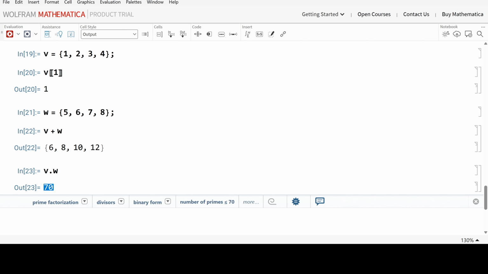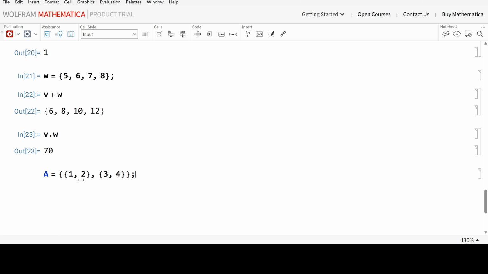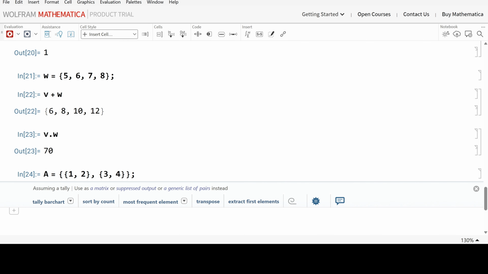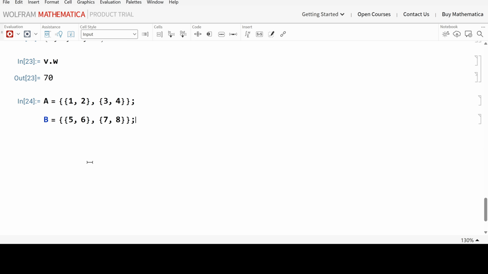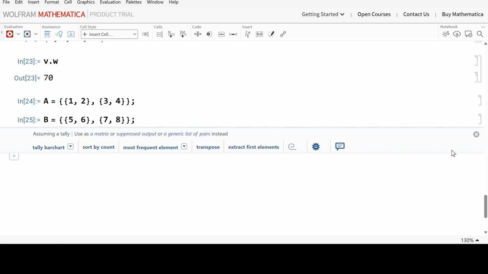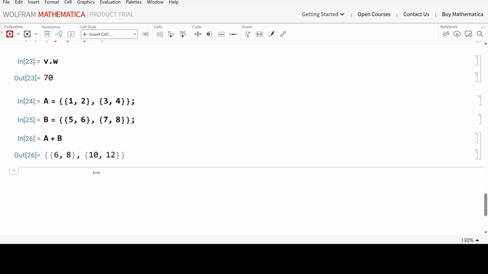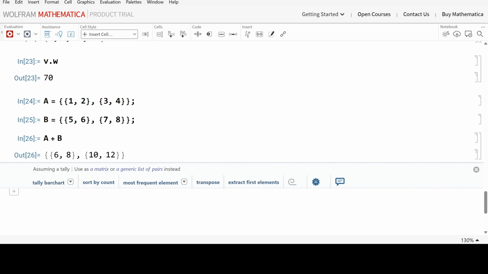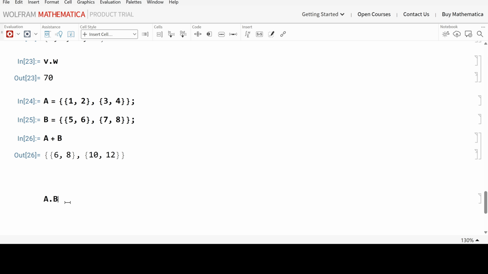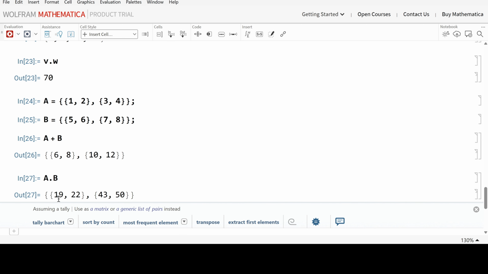Now, let's move to matrices. We define A as {{1, 2}, {3, 4}}, and B as {{5, 6}, {7, 8}}. A plus B adds them element by element. A dot B performs matrix multiplication using rows and columns. The result is 19, 22, 43, and 50.